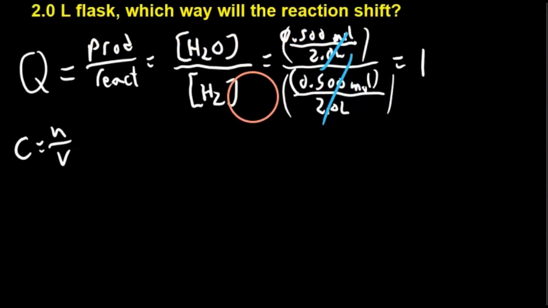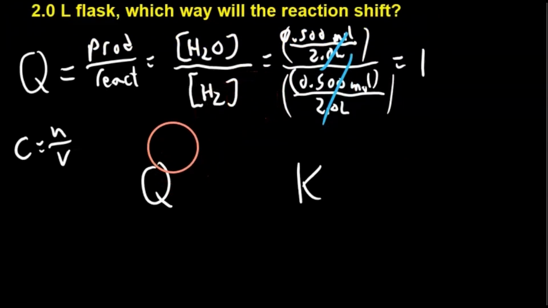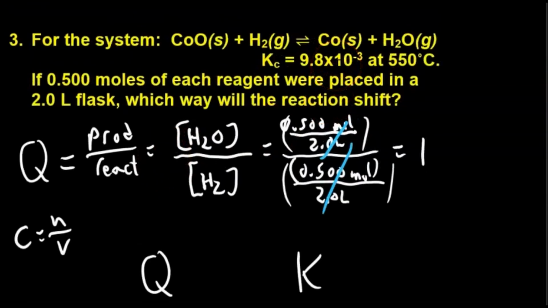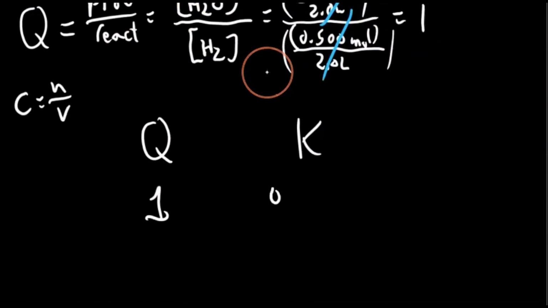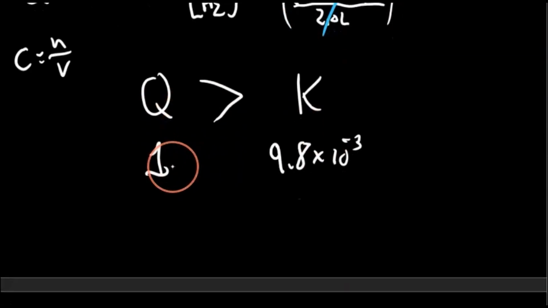So we will put in Q and we will put in K. Q is 1, K is 9.8 times 10 to the negative 3. K is smaller than Q, so the Pac-Man will face to the left, so the reaction shifts left.